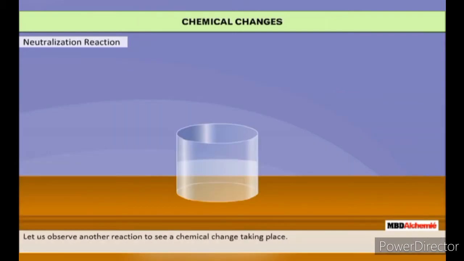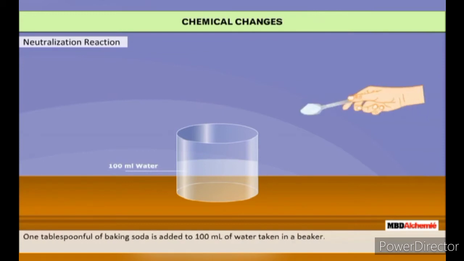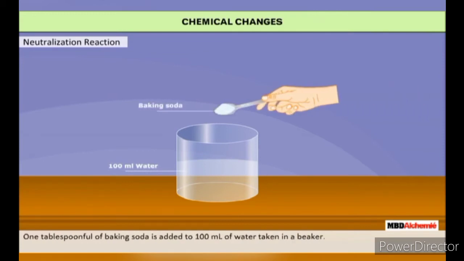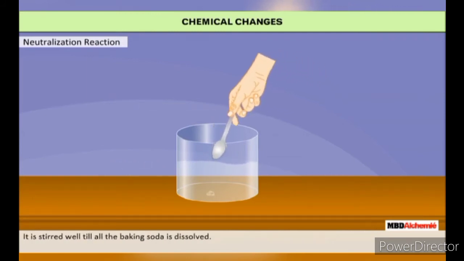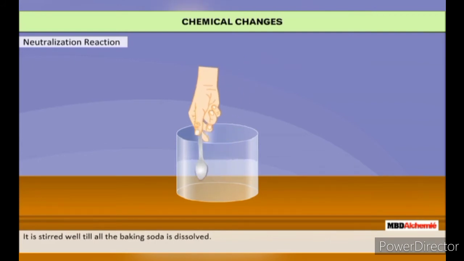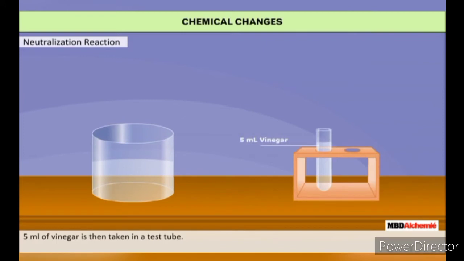Let us observe another reaction to see a chemical change taking place. 1 tablespoon of baking soda is added into 100 milliliter of water into a beaker. It is stirred well till all the baking soda is dissolved. 5 milliliter vinegar is then taken in a test tube.